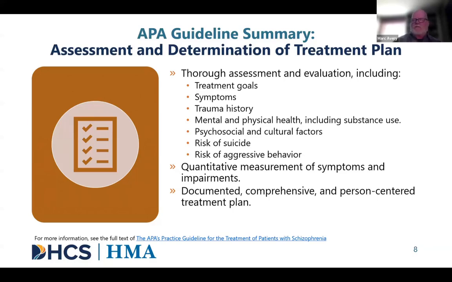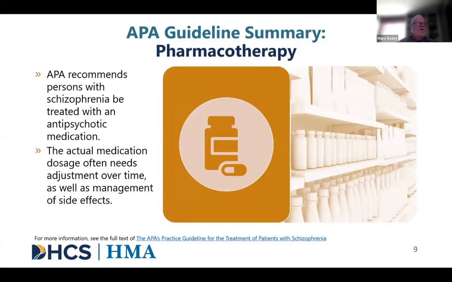Okay, that's part one of those three buckets. Let's move on to the next bucket, which is pharmacotherapy. So pharmacotherapy refers to the use of psychiatric medication for the treatment of schizophrenia and related conditions. So how can we understand the pharmacotherapy guidelines?